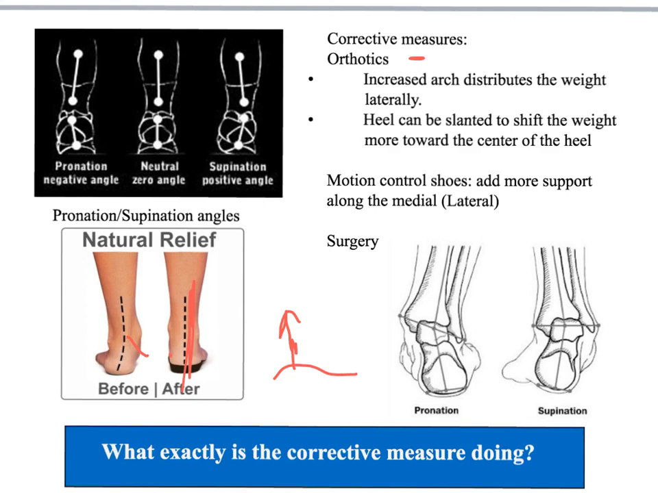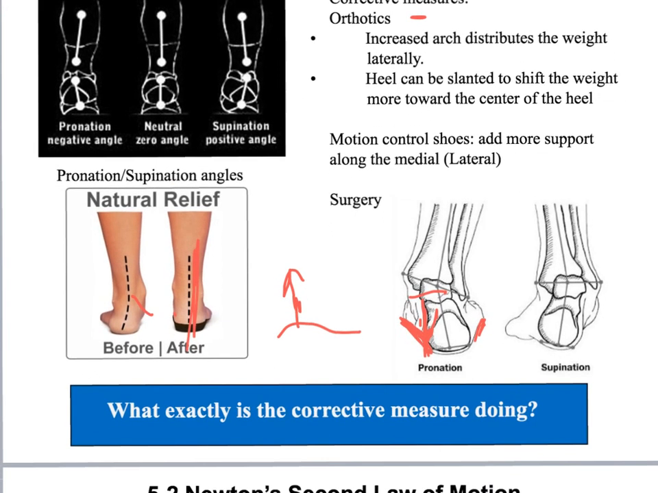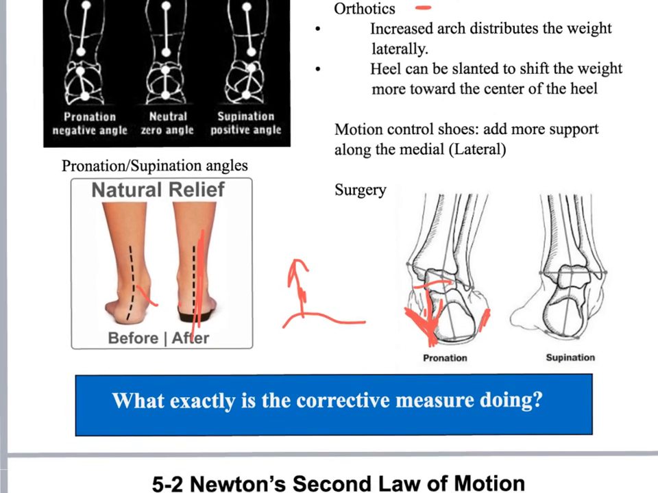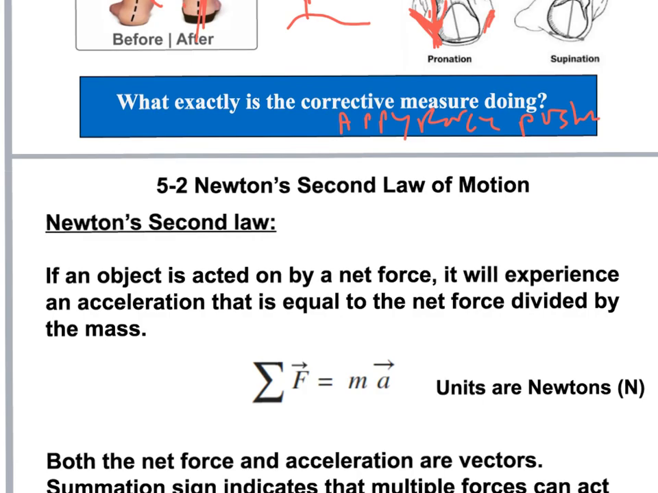And then the other way, here's your arch. Here, the custom orthotic is going to put all the pressure on the outer side of the orthotic, and it's going to push along the side of your foot. So it's going to make your ankle rotate inward. So the corrective measure is that it's going to apply a pushing force, again, to keep your arch from rolling over, or the outside of your foot from rolling over.